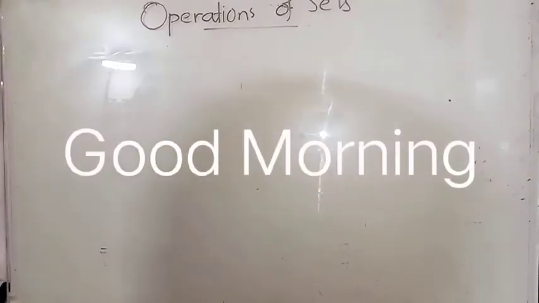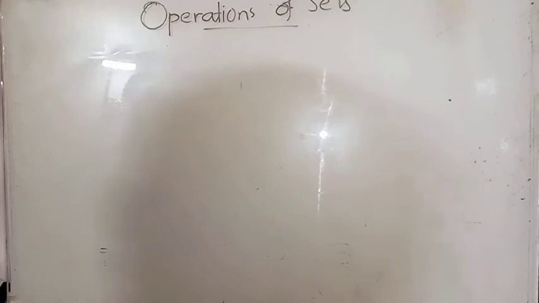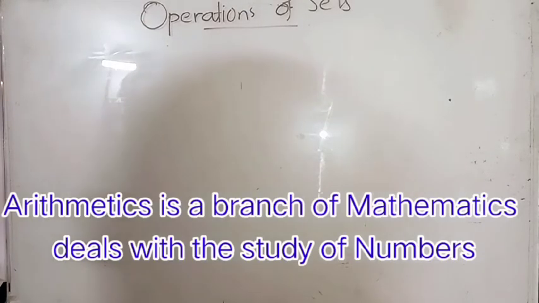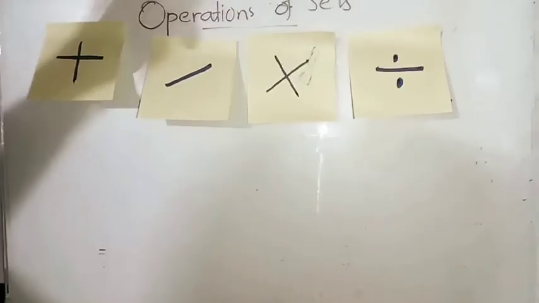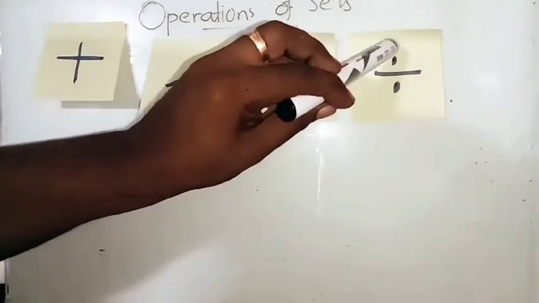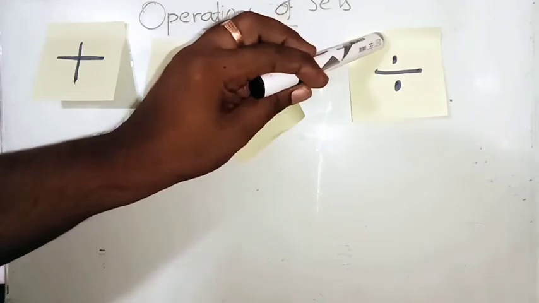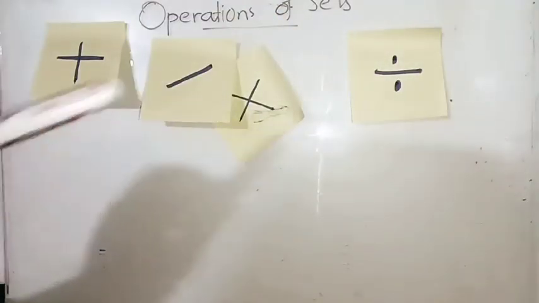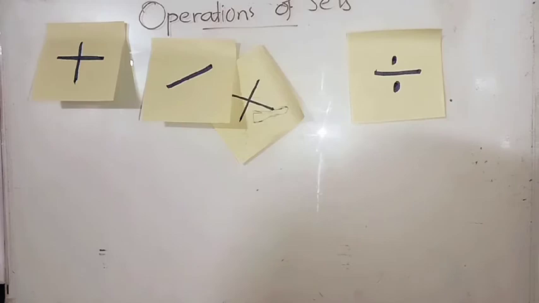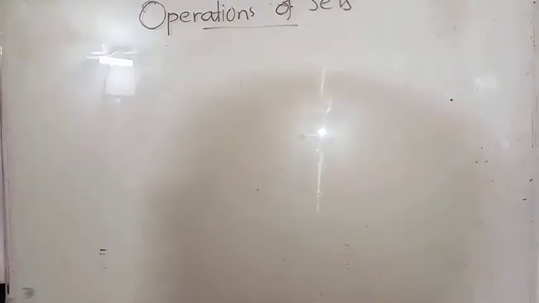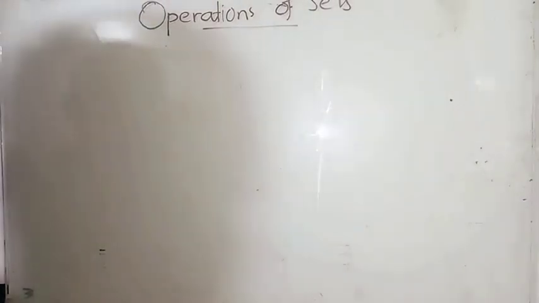Operations of set theory. In arithmetics, we use four operations such as addition, subtraction, multiplication, and division. These are the four operations mainly we use in arithmetics, that means normal calculation of mathematics. But in set theory, we don't have any of these calculations, any of these operations.